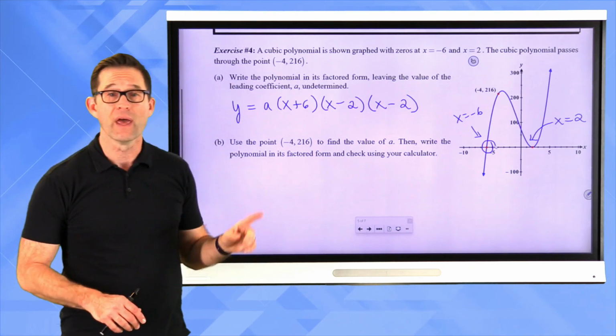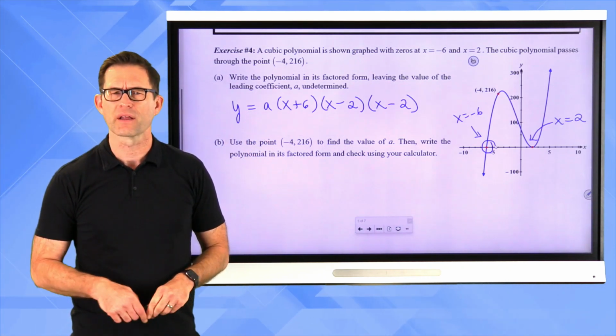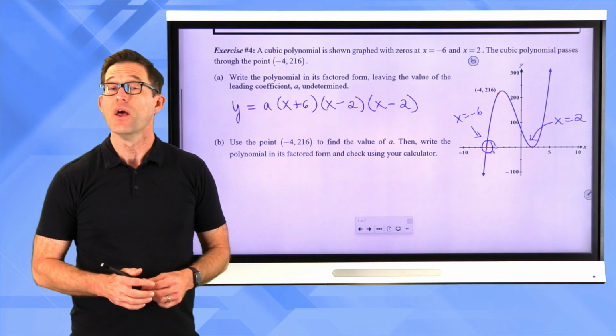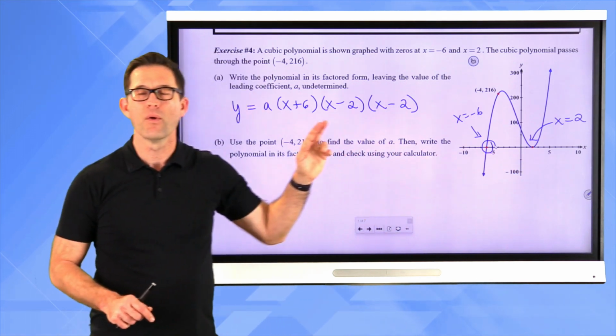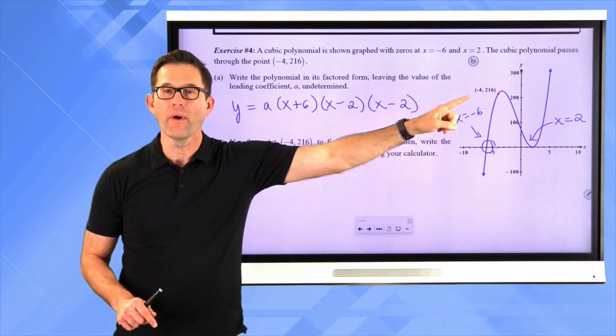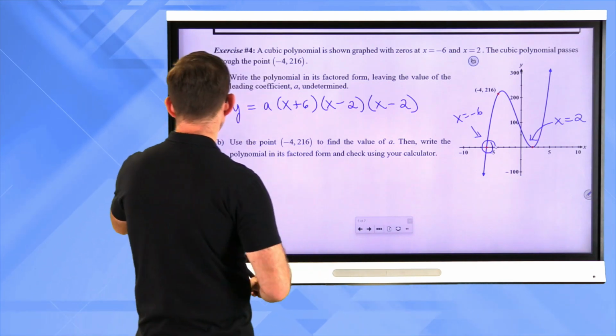Now, what we don't know yet is the value of a. So let's talk about how we figure that out, ironically, in letter B. Use the point negative 4, 216 to find the value of a. Then write the polynomial in its factored form and check using your calculator. Awesome. So this is really cool. Given the zeros, this is the best we can do. But if we know one other point, we can then nail down what the leading coefficient is.